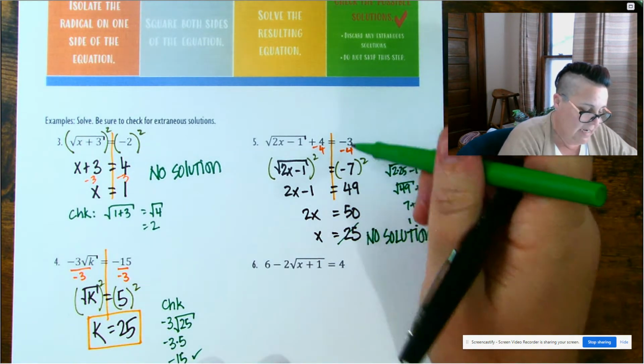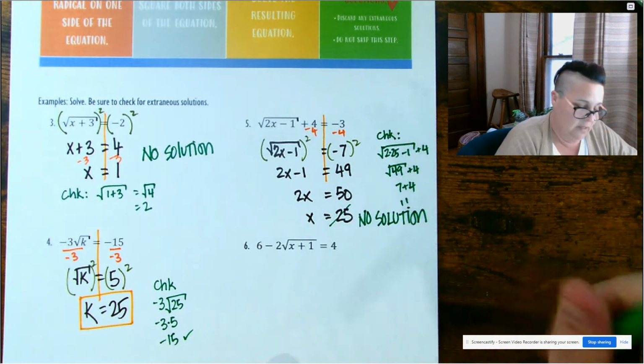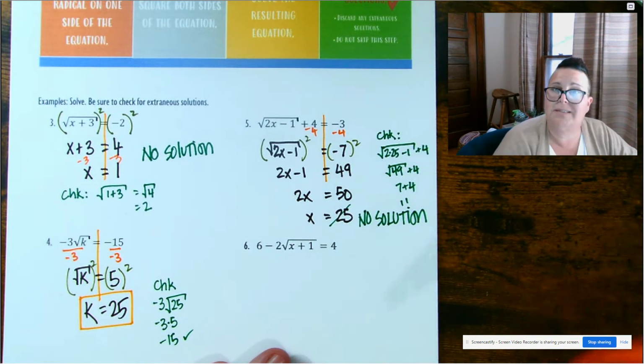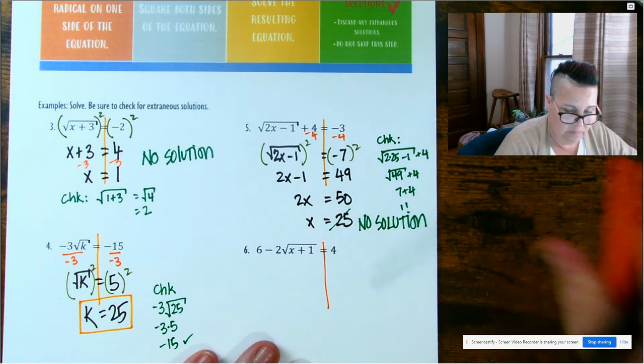Man, that one was a negative and it didn't work. This one was a negative and it did work. All right, let's keep going. Do you see how it's not as straightforward as it seems?